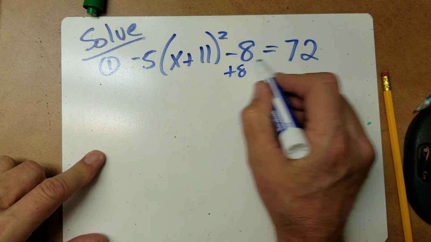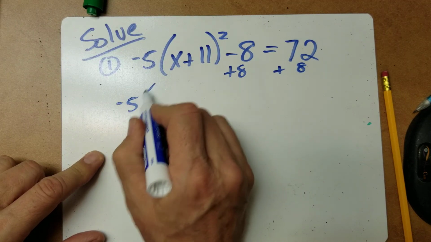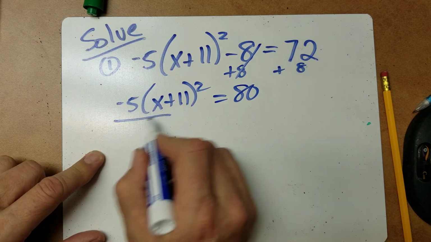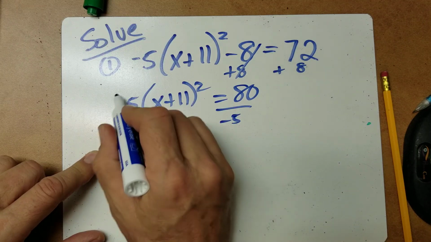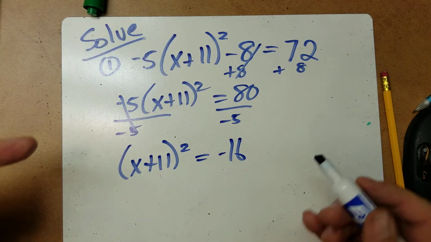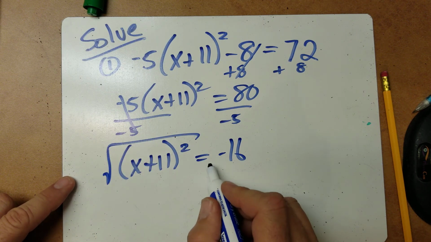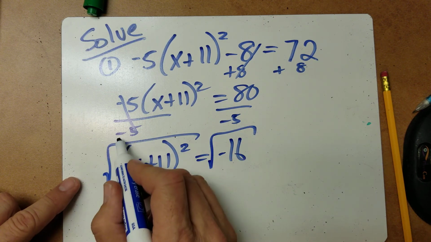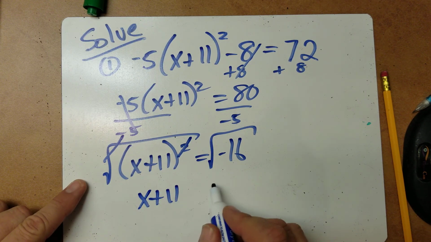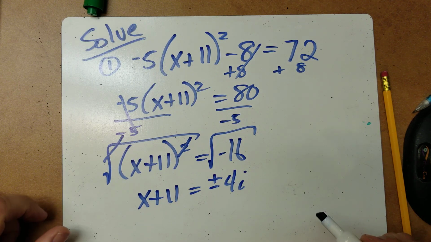So I'm going to solve this. I'm going to add 8, and I'm going to add 8 like this. And then I get negative 5x plus 11 squared. This goes away. That equals 80. Then I divide by negative 5 and divide by negative 5. This goes away. X plus 11 squared equals negative 16. Here's where I get imaginary. You know, I've got this variable term squared and isolated, so I'm going to square root it and get rid of that. It only works because it's in parentheses. Then I get x plus 11 equals, of course, this is plus or minus 4i, like so.